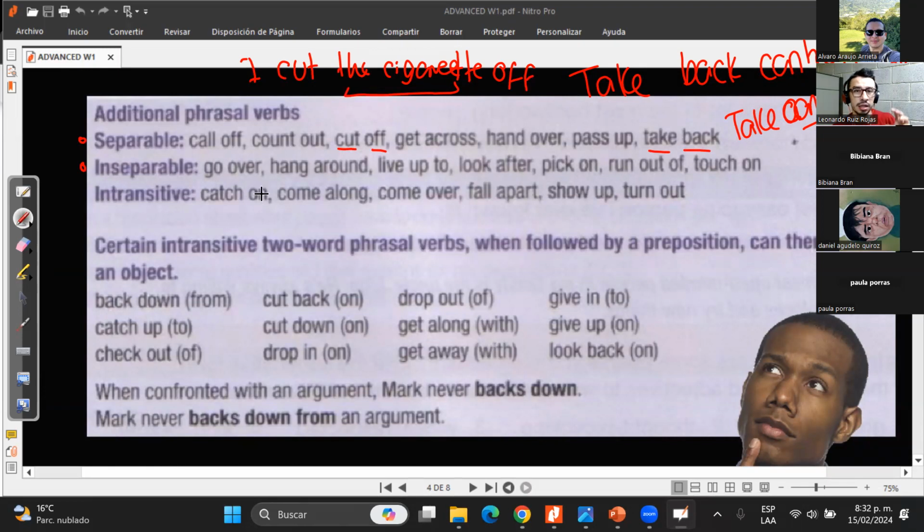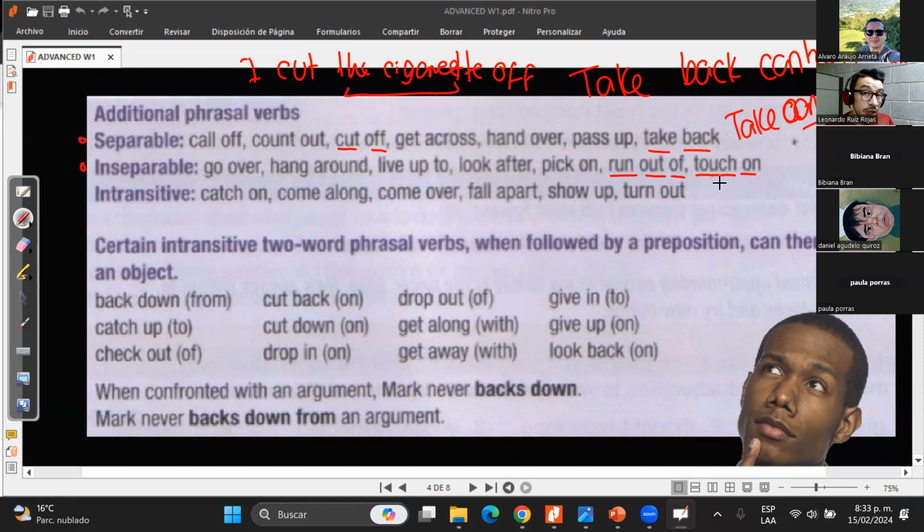We have other different ones, like inseparable, ¿no? Go over, it means like ir otra vez sobre o repasar algo, right? Hang around, it means like just spend time with somebody, gastar tiempo con alguien o pasar tiempo. Live up to, which means like vivir como una expectativa o tratar de cumplir una expectativa, you know. Look after, it means cuidar, ¿cierto? Pick on, like recoger, o sometimes also could be molestar, ¿cierto? Pick on somebody. Run out of, which is algo que se acabó, ¿cierto? Agotarse algo, ready? O touch on, it means literally como tocar algo, tocar a alguien especially, ready?